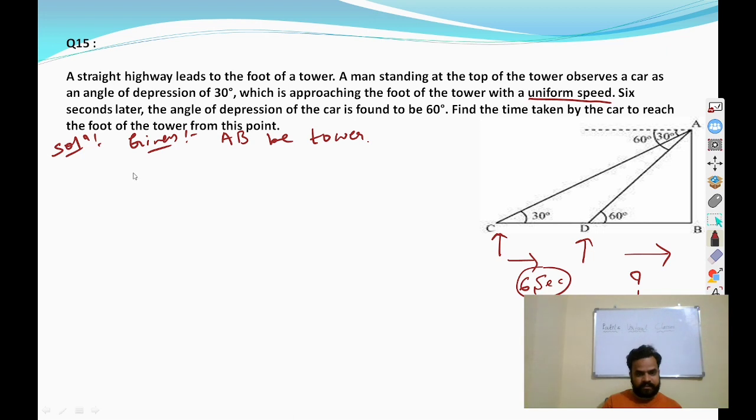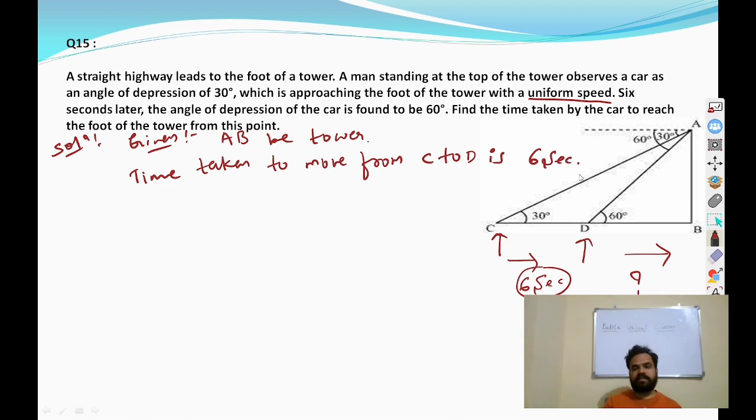So from the figure, I write: time taken to move from C to D is 6 seconds. So we need to find the time taken to move from D to B. So in triangle ABD, or in triangle ABC, I'll take tan first. Any you can take, no problem.